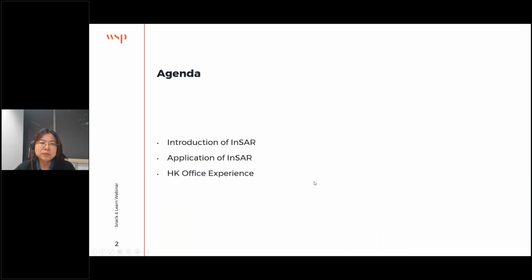Considering some of you may or may not be familiar with InSAR, I will spend some time introducing InSAR. Later on, I will share with you some example applications of InSAR, and then last but not least, I will share with you our Hong Kong current experience in using this technique.